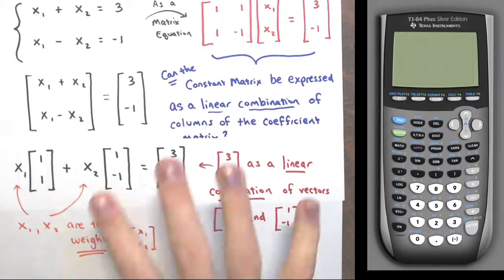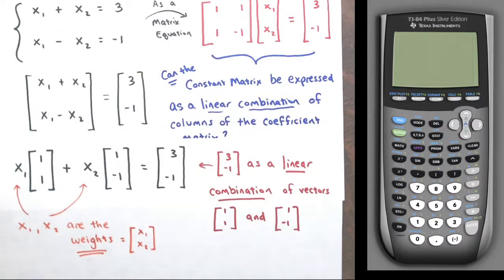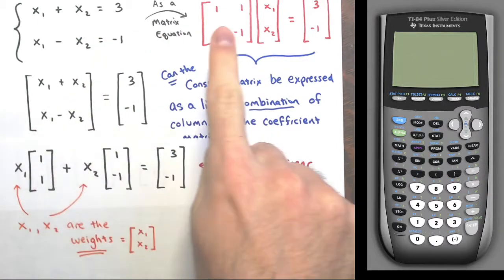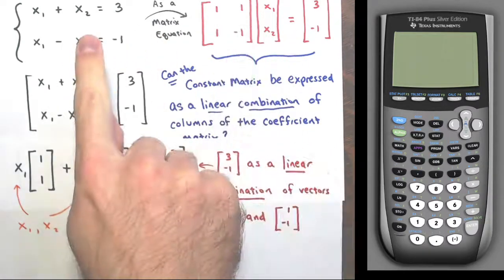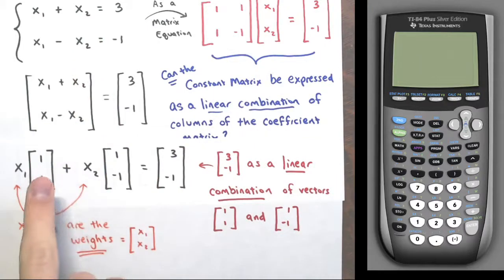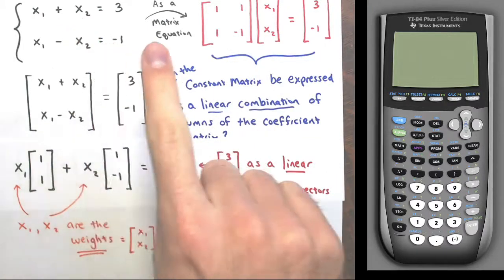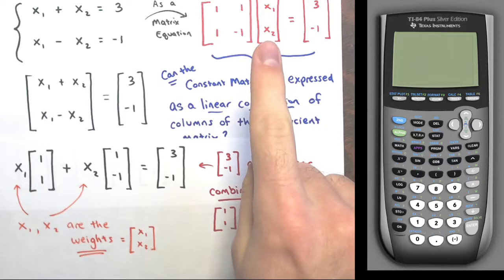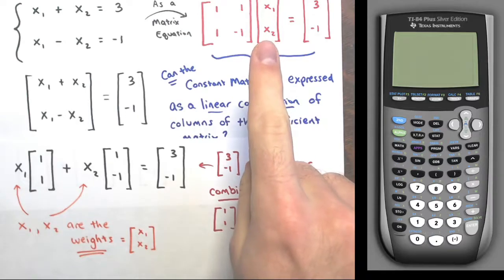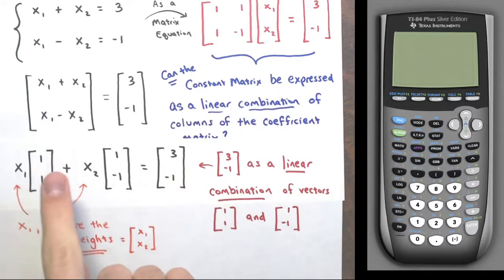Right? So lots of stuff, right? Lots of equivalencies here. Lots of things that mean the same thing, right? This system's the same as this matrix equation. This system's the same as this linear combination. The solution of this system is this variable column vector here, this variable matrix, or the weights of the linear combination, right? All these mean the same thing. They're referring to the same system of equations.